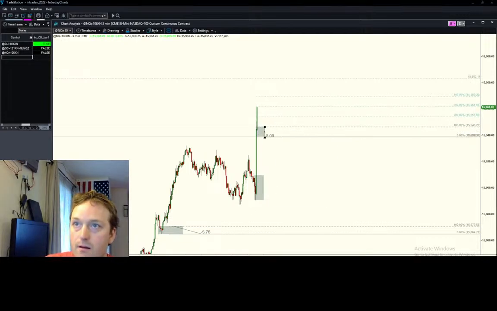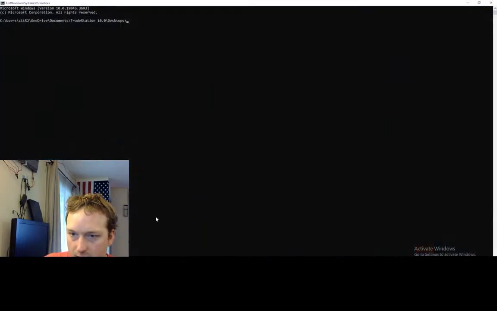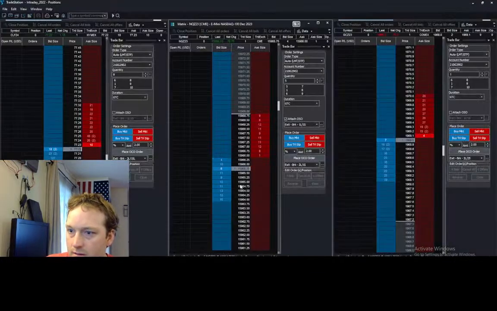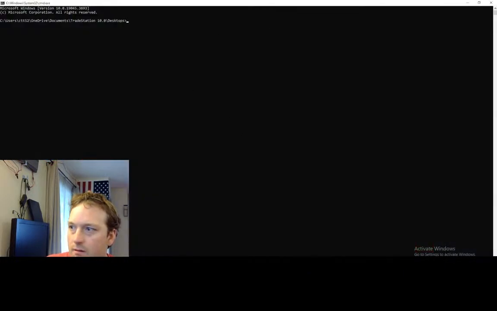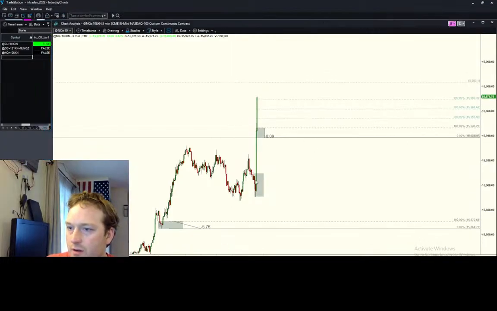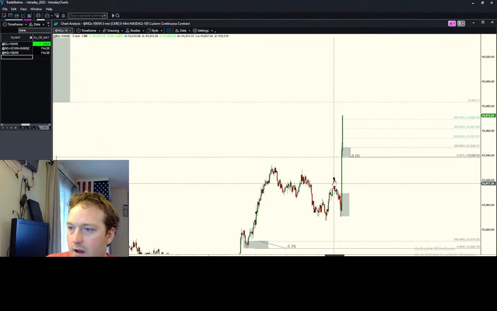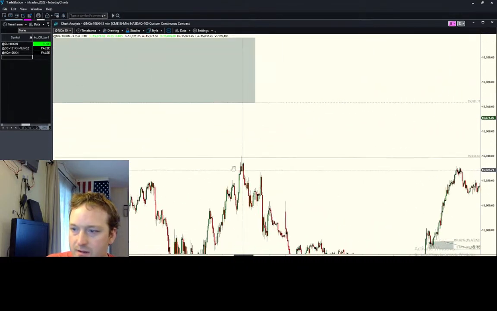8 NQ long. Holding split. 8. That's 8 contracts long. Oh, hold on. I didn't do that. Yeah, there you go. Why is my command prompt open? This is just so bullish, dude. Wow. I highly doubt it's coming down now. This is going straight into my targets areas.